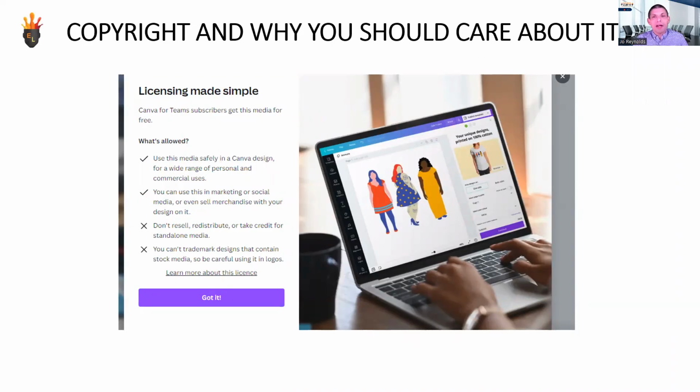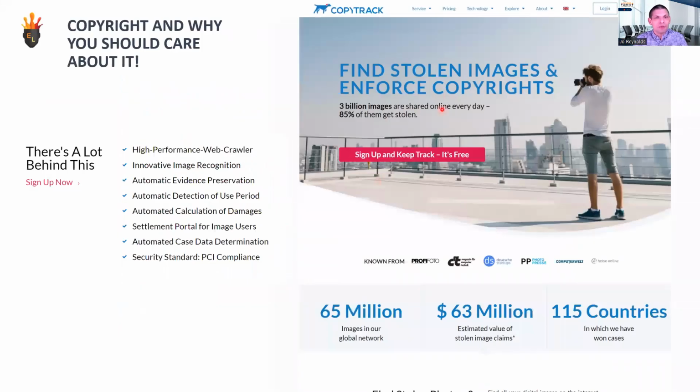But first of all, I want to talk about what happens when images are stolen. And this has happened to me actually many hundreds of times now.